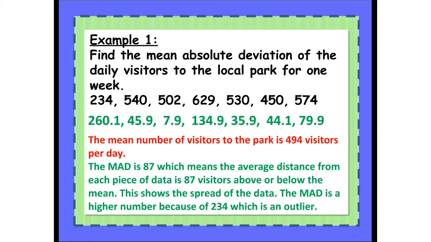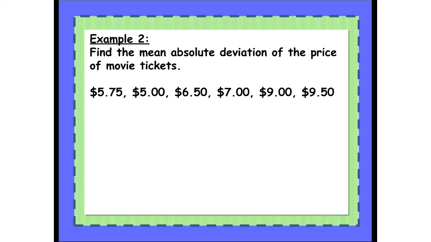It says the MAD is 87, which means the average distance from each piece of data is 87 visitors above or below the mean. This shows the spread of the data. The MAD is a higher number because of 234, which is an outlier. If we don't have an outlier, we have a much smaller MAD. But it's telling us that most of the data is within 87, a distance of 87 greater or less than the mean. Okay, so here's our second example.